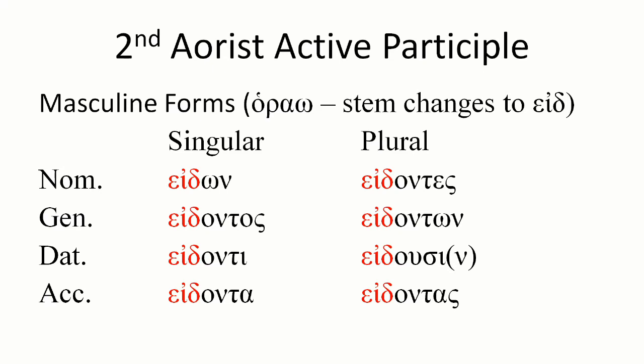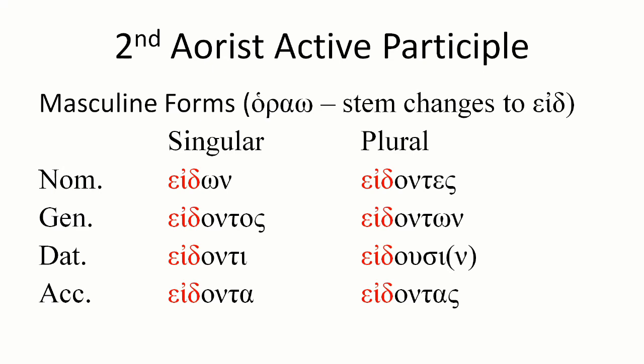I'm putting the second aorist active because, again, these are identical to the present active, just that stem change. So masculine forms, you see here horao in the present. The stem changes to that id. I chose one that has a really drastic stem change so that you can see this. So horao, the stem changes to id. Then to that changed stem, we're going to put, and notice, the exact same endings that you had with the present active.